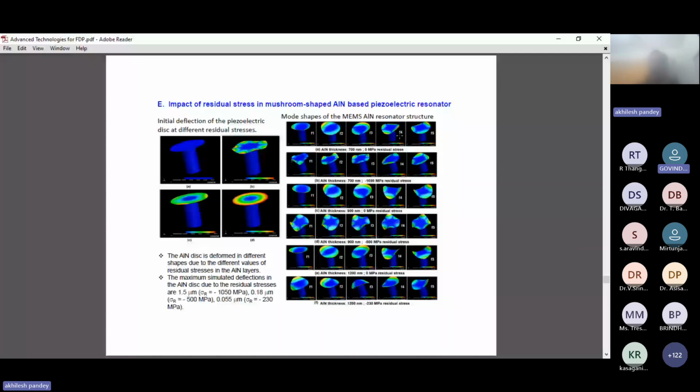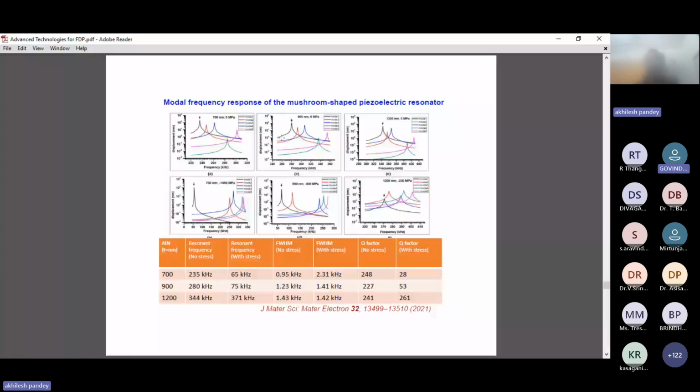Aluminum nitride thickness around 700 nanometer, 0 megapascal. Aluminum nitride thickness 700 nanometer, minus 1050 megapascal. And similarly, as the thickness increases, the residual stress changes, and its frequency, or you can say resonant frequency, is changing. This is the modal frequency response of the mushroom-shaped piezoelectric resonators.